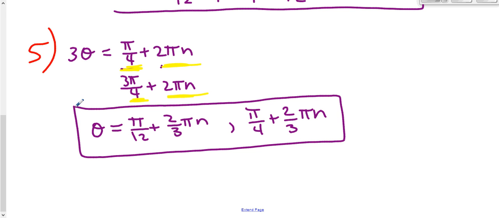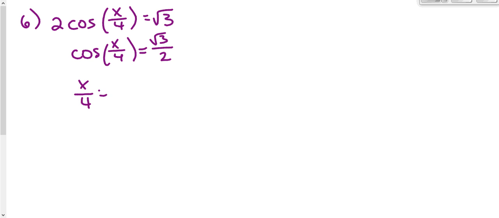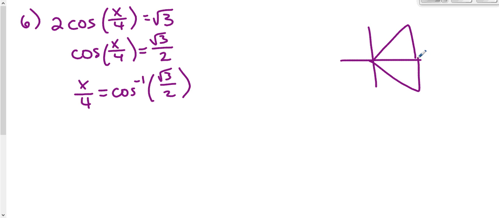Okay, on to number 6. So we're going to start by dividing both sides by 2. And then take the inverse cosine of both sides. Okay, and the angle whose cosine is square root 3 over 2. So we're in quadrant 1, we're in quadrant 4, square root 3 on the adjacent, 2 on the hypotenuse. We have a 30-degree reference angle. So if we were answering in degrees, our answers would be 30 degrees and 330 degrees.